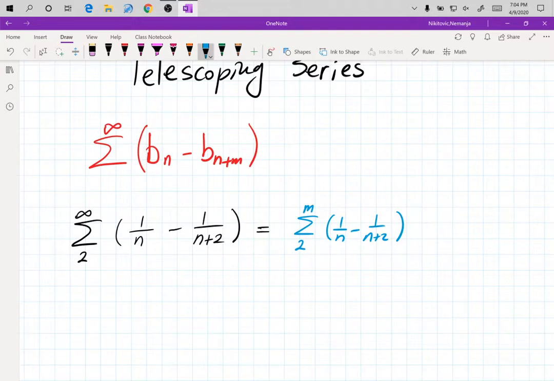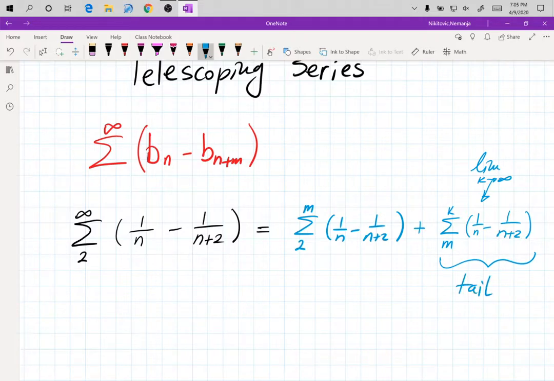And then plus a series that will start with this m and go to some value k, 1 over n minus 1 over n plus 2. And for this one, I'm going to put also the limit k goes to infinity. This is known as the tail end.